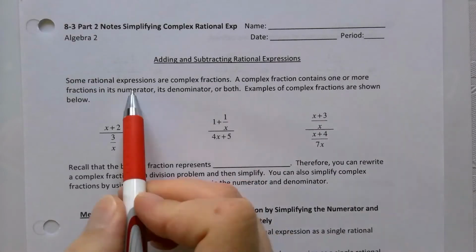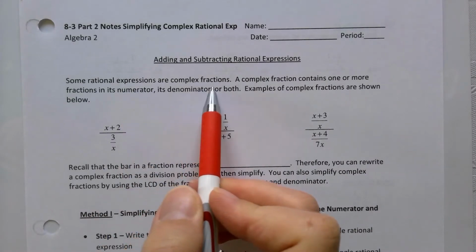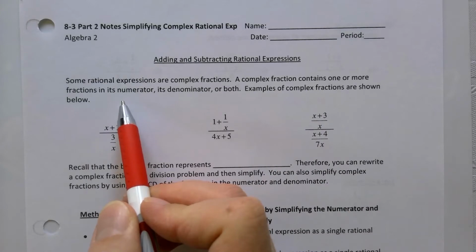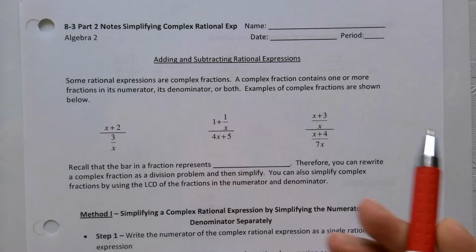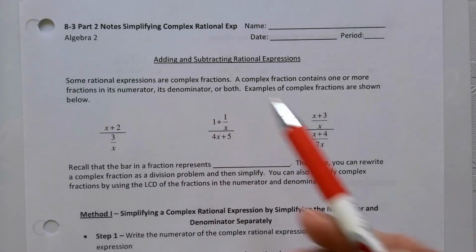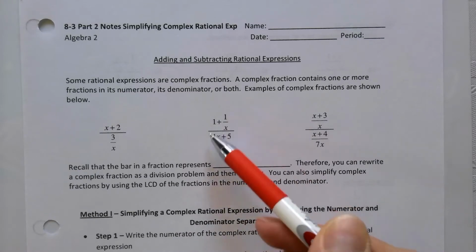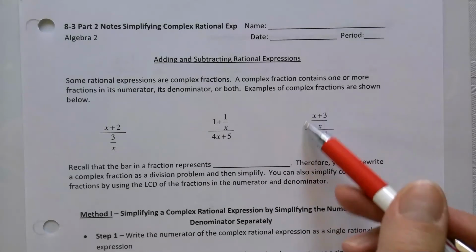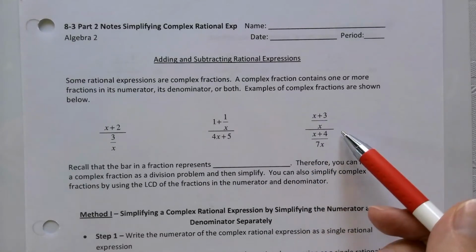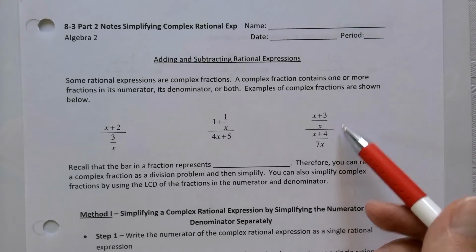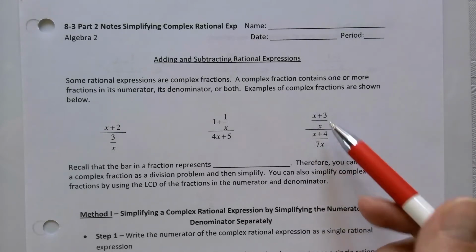All right, so rational expressions are complex fractions. A complex fraction contains one or more fractions in its numerator, its denominator, or both. So I like to look at this as fractions within a larger fraction, okay? You're going to see something that looks like this, and this looks exactly like what we've already done in section 8.2, which was rationalizing expressions and multiplying, dividing.